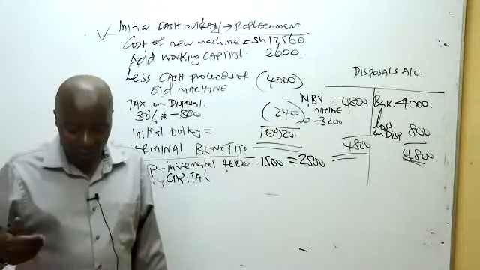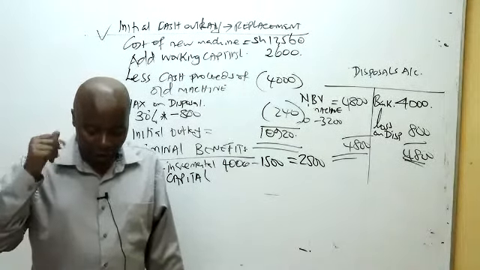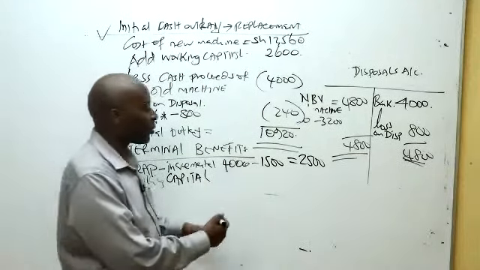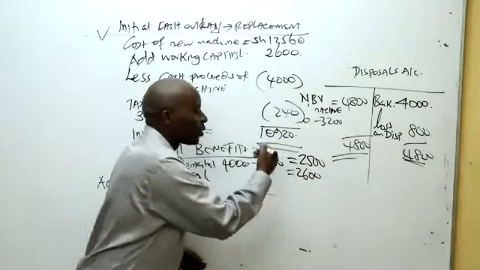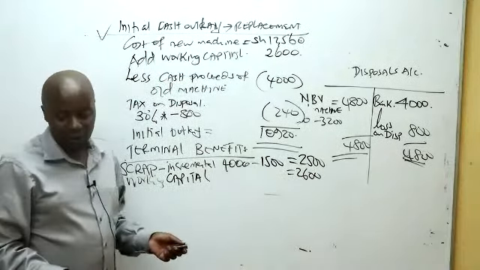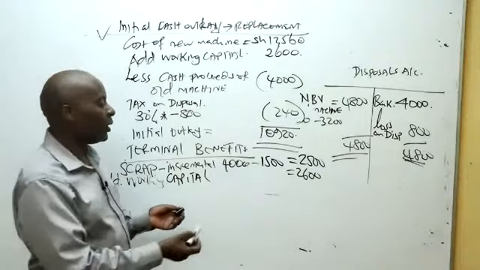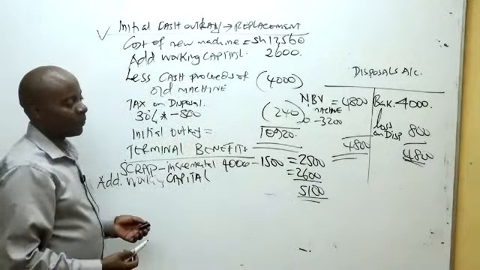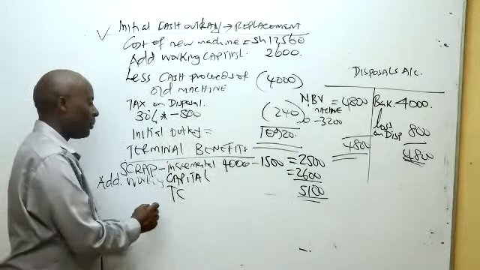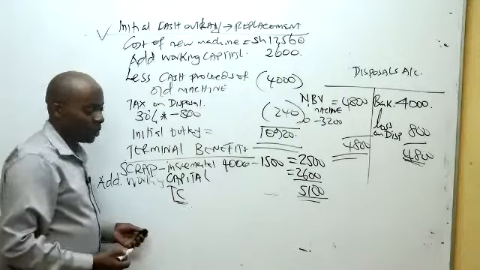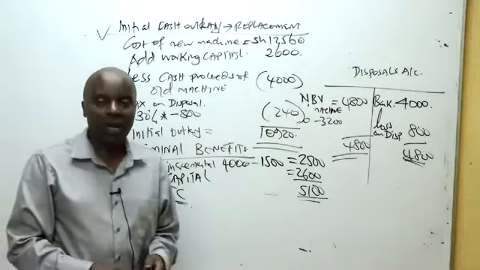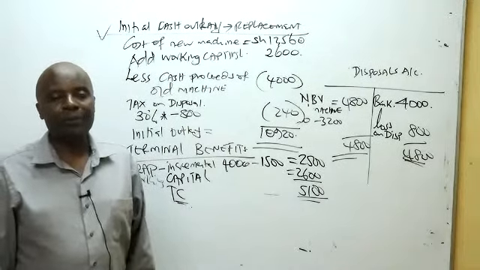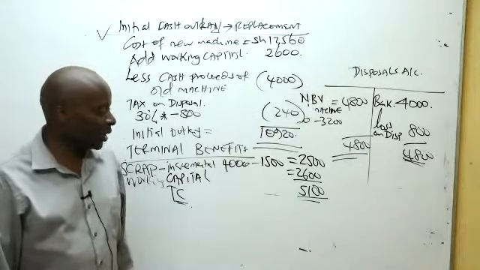The new machine will also require an additional increase in working capital. You can see it's already an increase, so don't subtract there. So we have what there? 2,600. And that will be the total cash flow, which is 5,100. This is what we call the terminal cash flow. The terminal cash flow is 5,100.